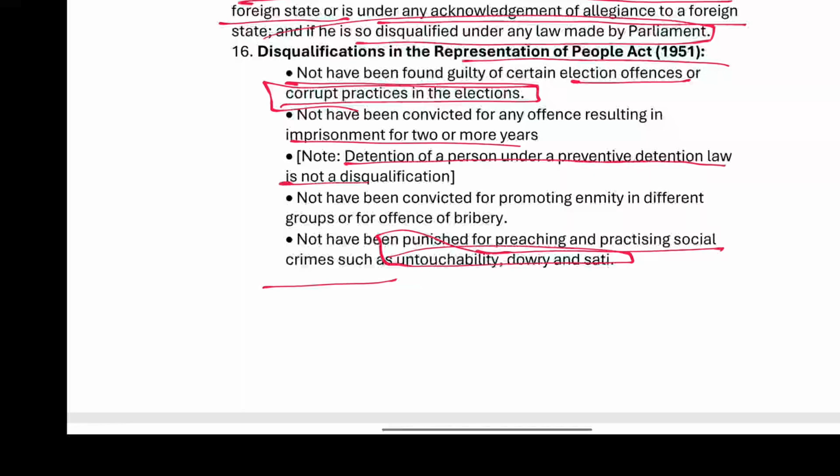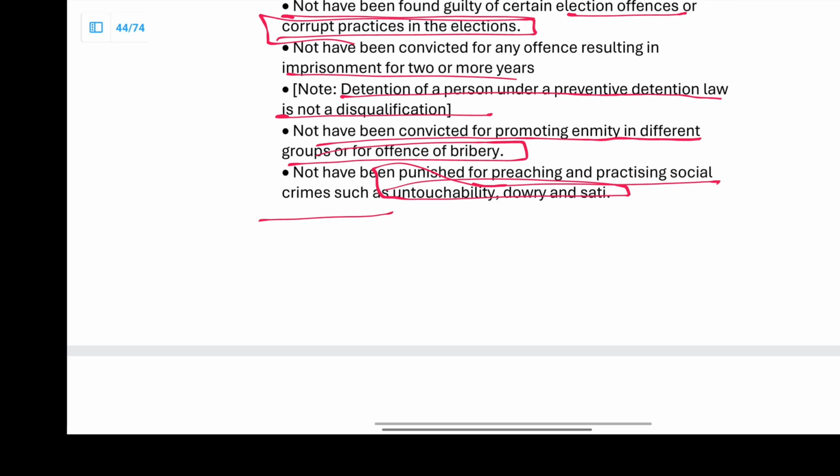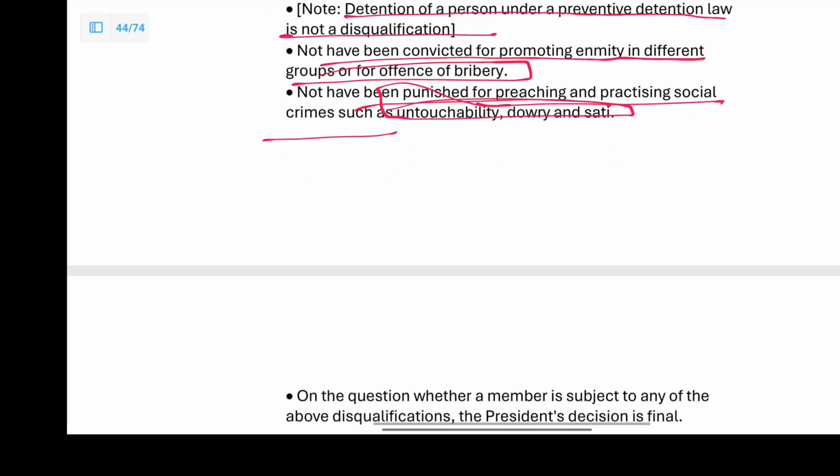Detention of a person under preventive detention is not a disqualification. Right, preventive detention is not a disqualification. Not having been convicted for promoting enmity between different groups, or the offence of bribery. Not having been punished for preaching or practicing social crimes like untouchability.